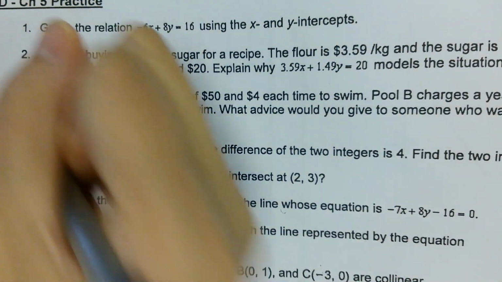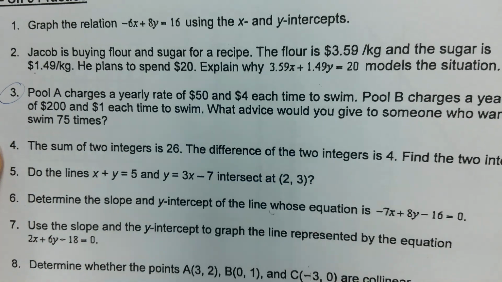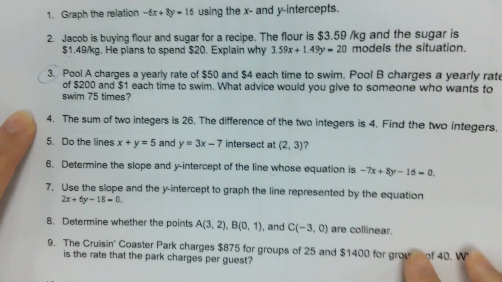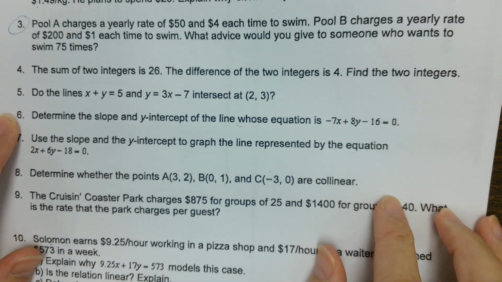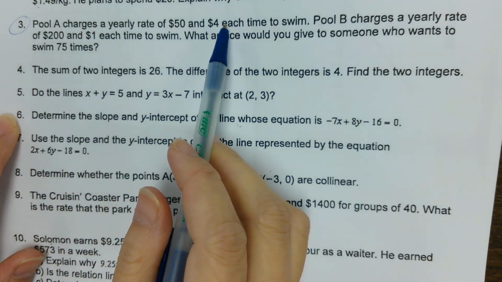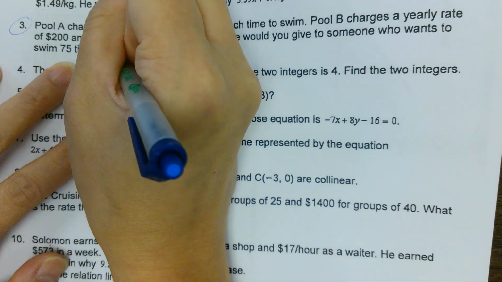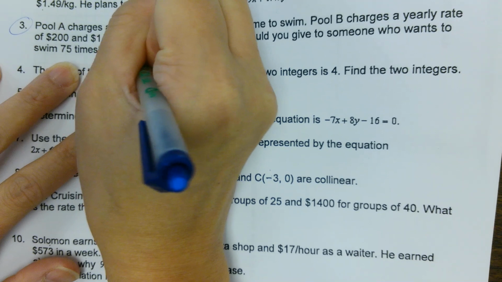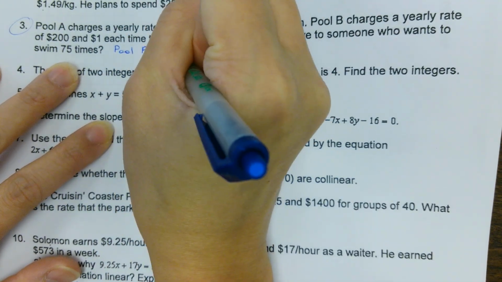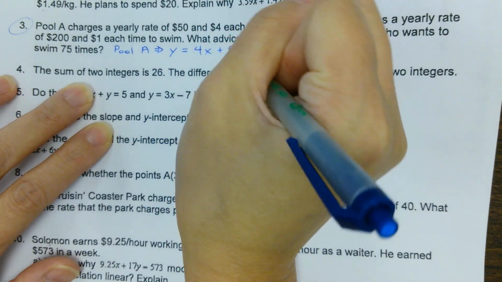Number 3. Okay, Pool A charges a yearly rate of $50 and $4 each time to swim. So can we come up with an equation for Pool A? 4x plus 50. So y equals 4x plus 50.